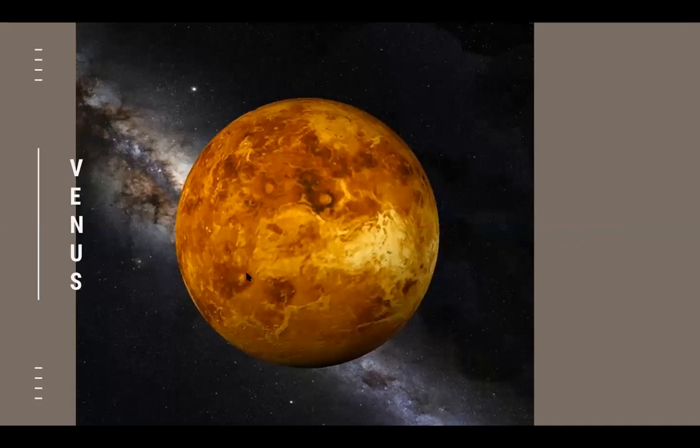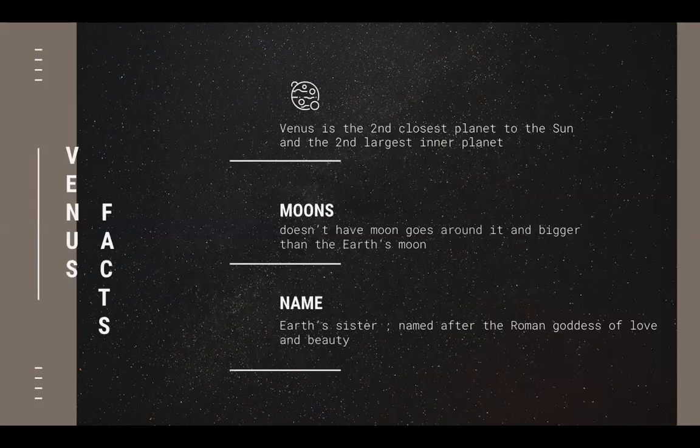Okay, so Venus is the second closest planet to the sun, and it's named after the Greek goddess. Next slide, please. Its nickname is the Earth's sister planet because of its similarity in size with Earth, with only a 638 kilometer difference in diameter.